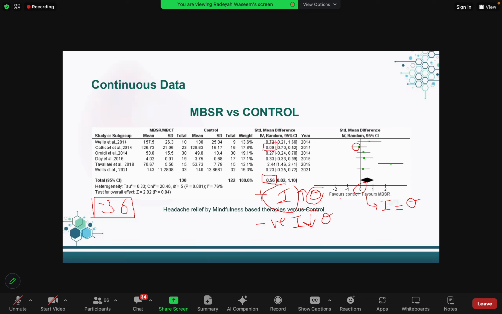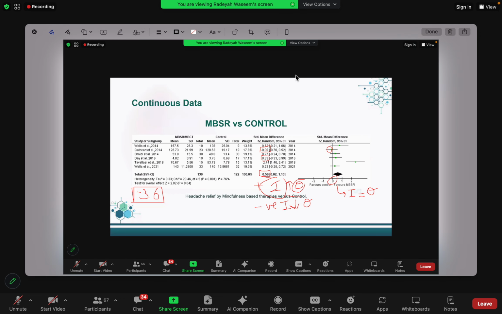If again I repeat it, if our value is positive, look at this study, 0.33, Day et al. The value is 0.33, which shows that the intervention group, that is MBSR, increased the headache relief. This is minus 0.09. Minus means that our intervention group decreased the headache relief. Okay. I hope this is clear to you guys. Any question? Amama, is this clear? Anaya, is this clear? Yes, Mohammed Irfan, you're absolutely right. Is this clear?